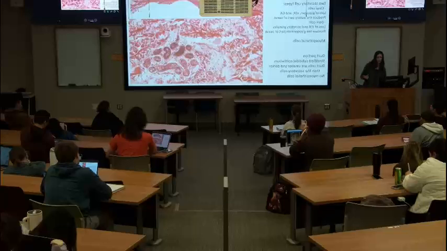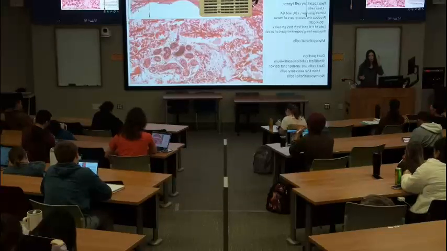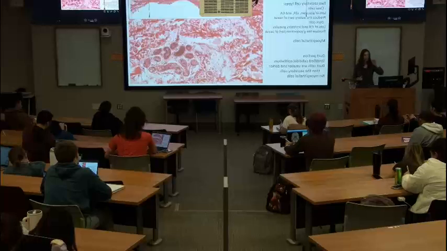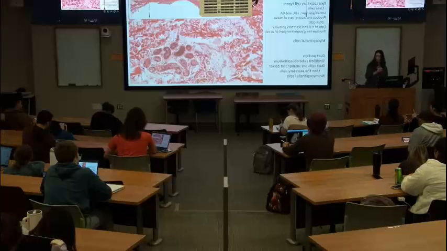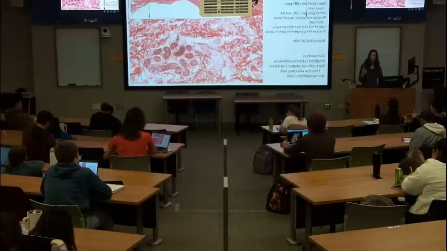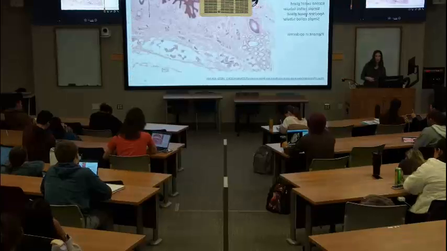Myoepithelial cells, when you see those, are going to be around the outsides of the secretion areas, close to the basement membrane. And the basement membrane, when you zoom in real close, actually looks pretty prominent. Should be a nice pink layer.